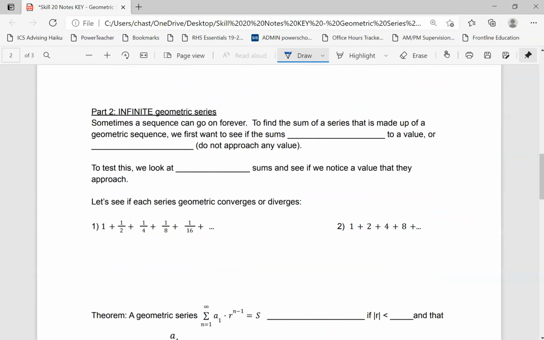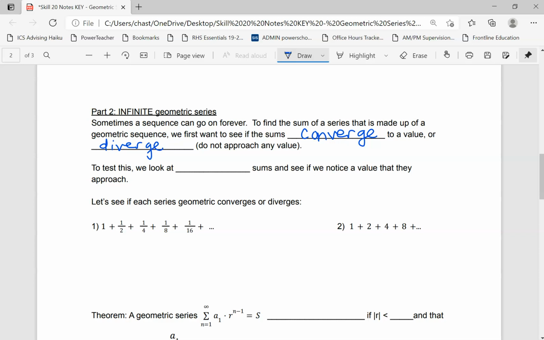So what about infinite geometric series? Sometimes a sequence can go on forever and ever. To find the sum of a series made up of a geometric sequence, we want to first see if the sums converge to a value. If they do converge to a value, then we can find a sum. If they diverge, they won't. So we're going to talk about convergent and divergent geometric series.